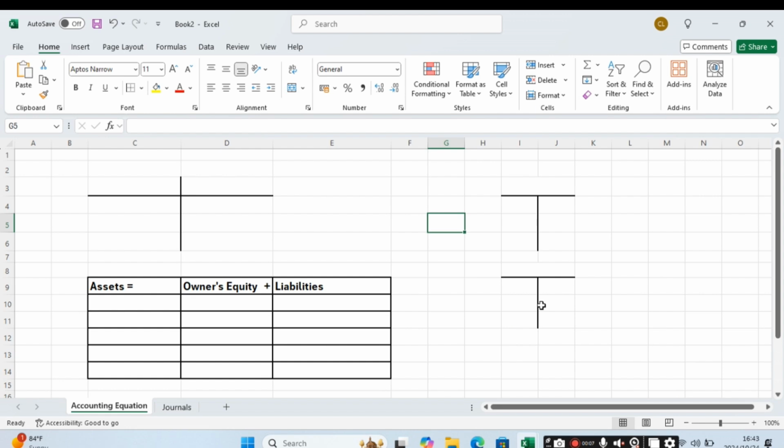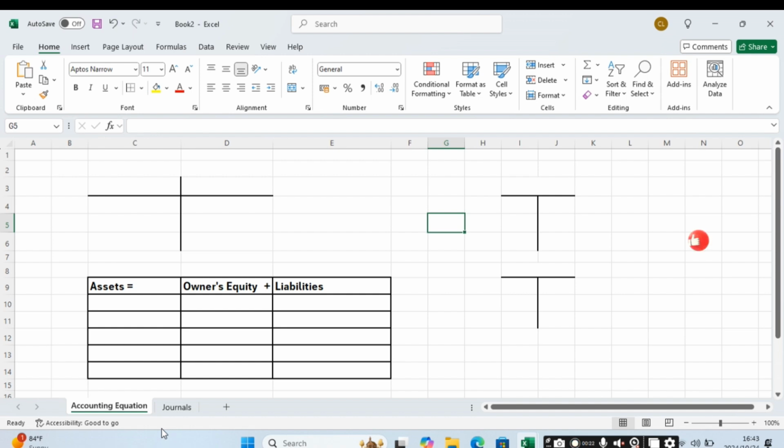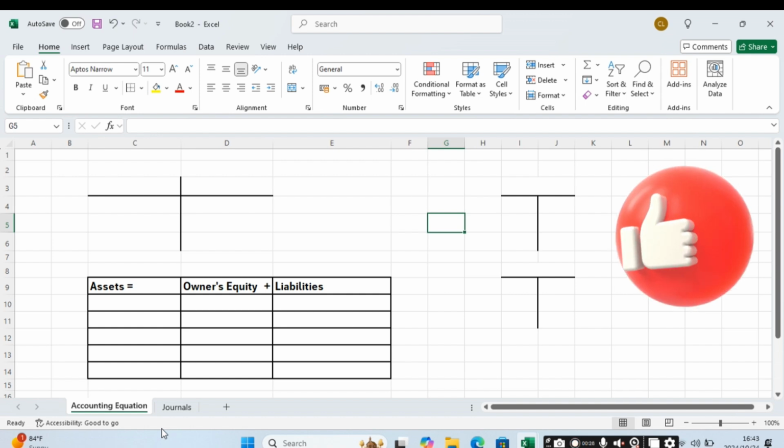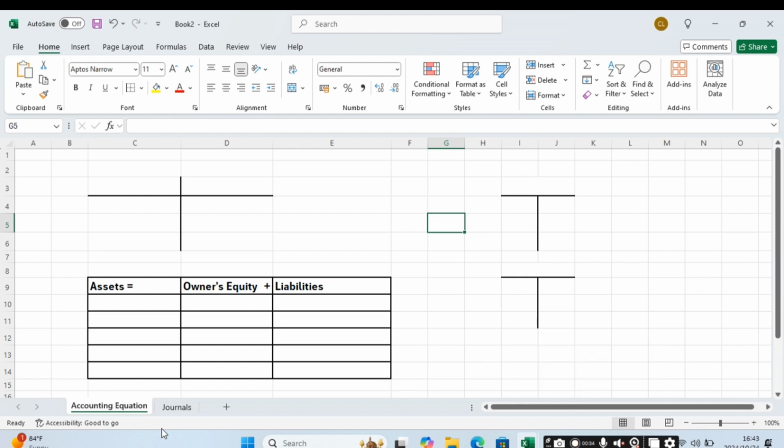So today I'll be mostly dealing with our accounting equation. We have students who are saying that they can't quite understand our accounting equation, and I believe that if you understand your accounting equation, then you mostly understand accounting. If you understand your accounting equation, then you understand everything concerning accounting. So today I'll be dealing with the basics, the fundamentals of accounting. I hope this video is helpful to you guys.